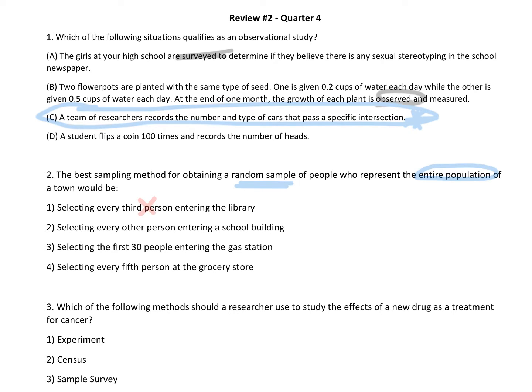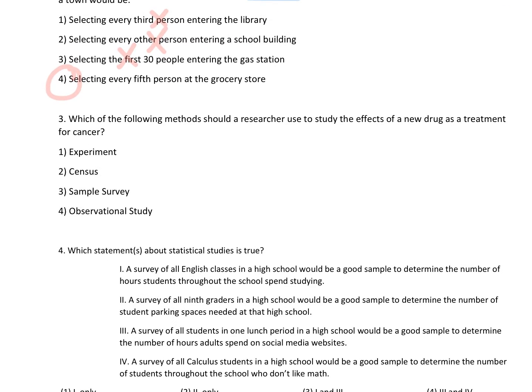Selecting every other person entering the school building. Not everyone's going to go to the school building. We're going to avoid all the people who don't work in a school building or all the people who don't go to school, so we're going to not choose that one. The first 30 people entering a gas station is pretty good, but it's the first 30, so not random enough. And the next one says selecting every 5th person at the grocery store. This is probably the best because everyone needs to get food, and it's pretty random selecting every 5th person.